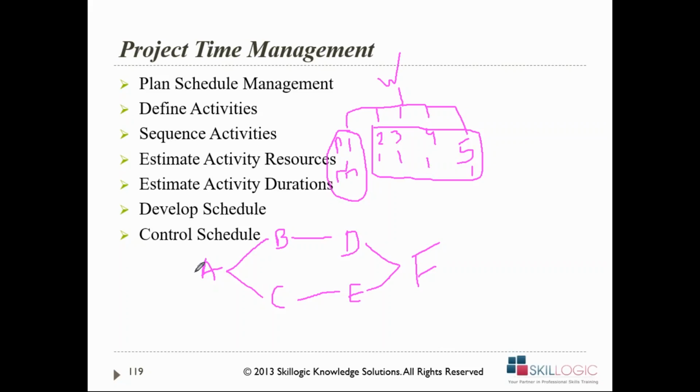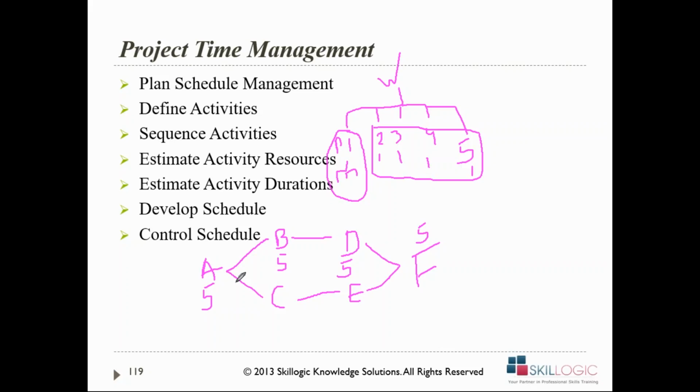So both of them are done together, and how would you estimate the resources? It depends upon how much budget you also have, right? So all of these go hand in hand. Estimate the activity resources and then estimate the activity duration. Let's say the activity duration for this activity is 5. Then the activity duration for the next activity B is 5 days. Activity duration for the activity D is 5 days, and for F is another 5 days.